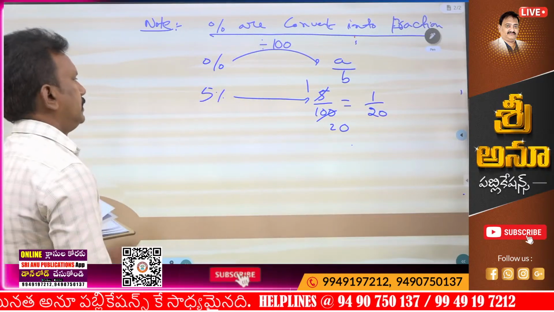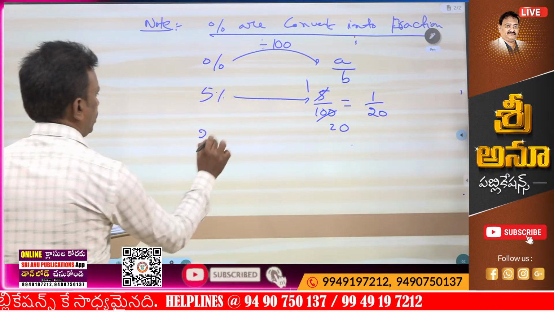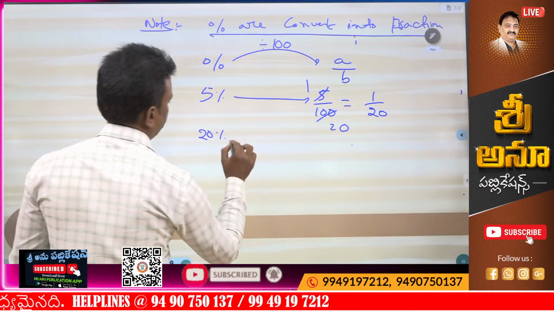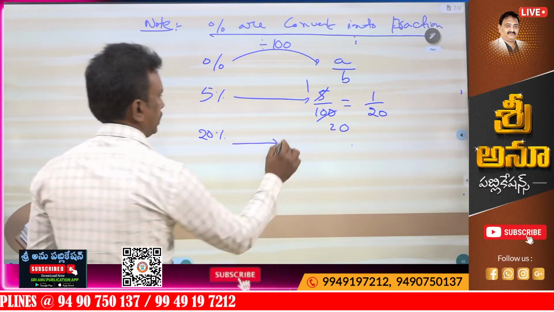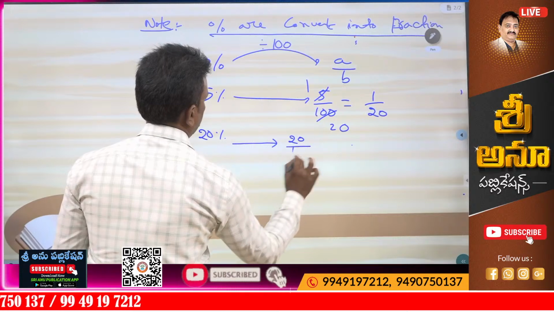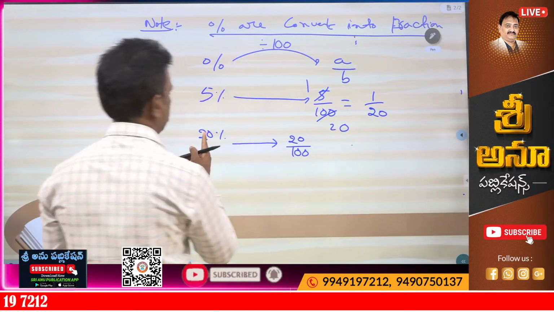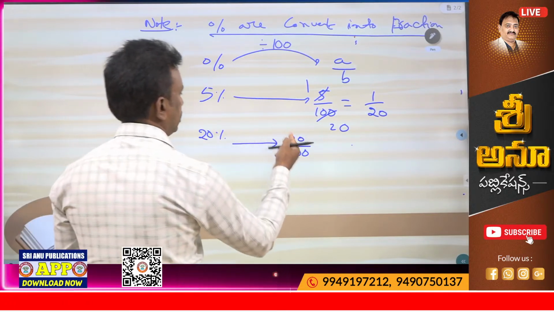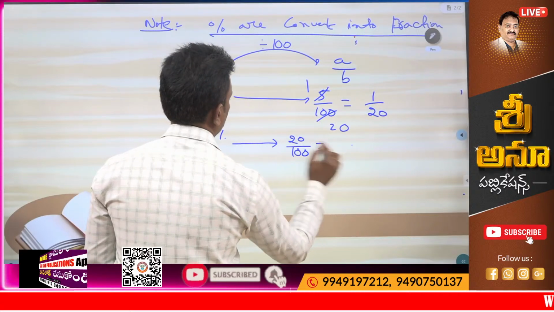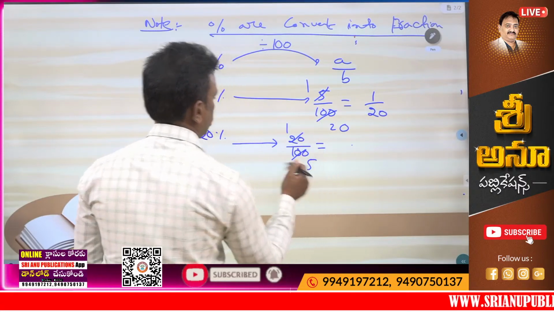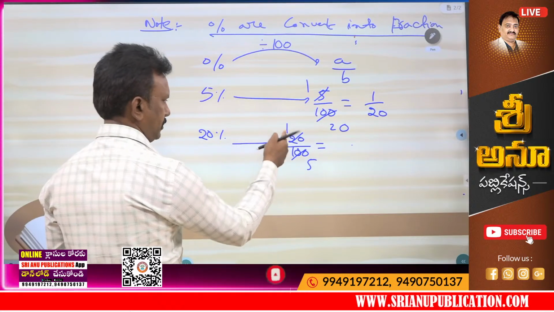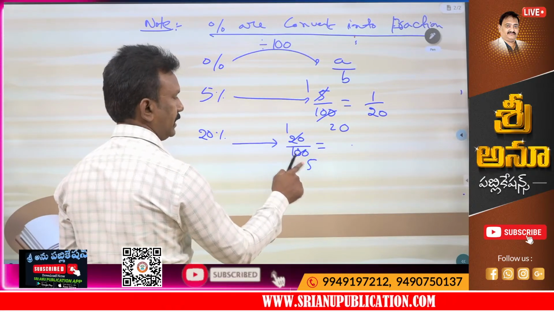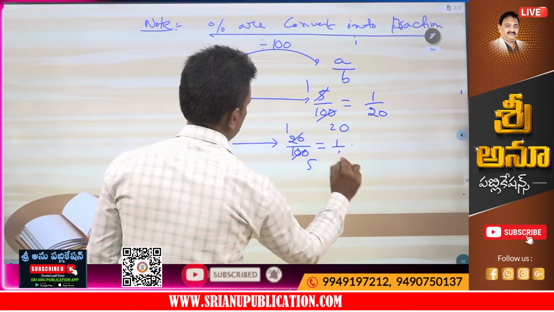Yes. So next, 20%. What is the fraction of 20%? The given number 20 with percentage, just write in fraction form, 20 by 100. So 20 ones are 20, 20 fives are 100, direct cancellation. So it is 1 by 5.